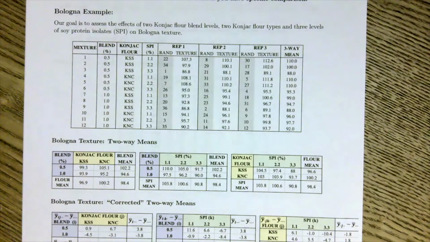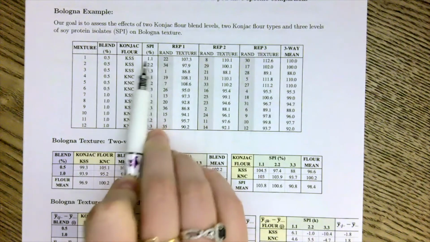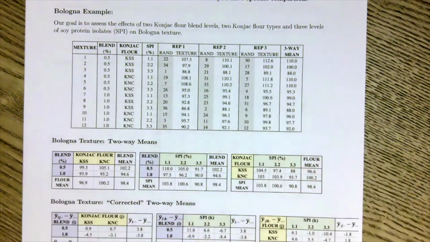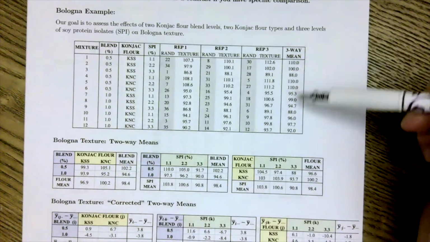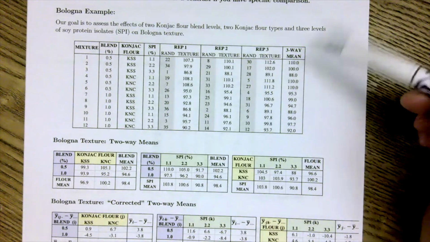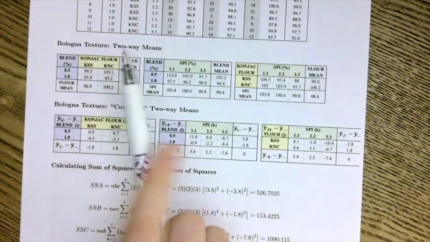So in the bologna example, our bologna example is now the three-way factorial design. Our goal here was to assess the effect of the flour, the blend percent, and the SPI on our bologna texture. So here's our data. We have our three-way mean here, i.e. just the mean of the replicates crossed. We have our two-way means.